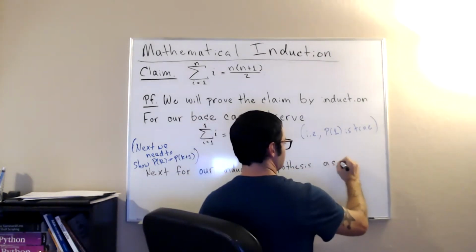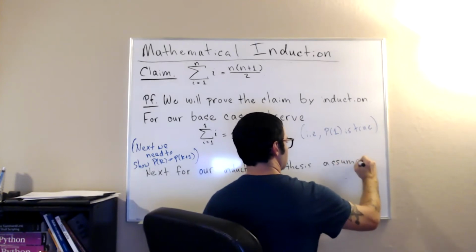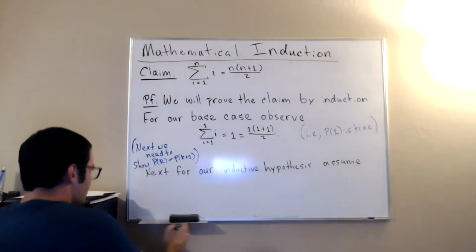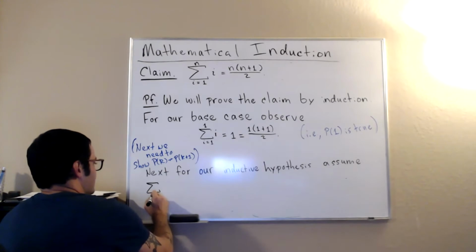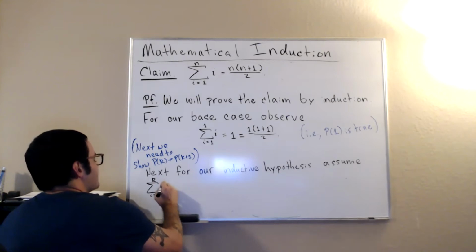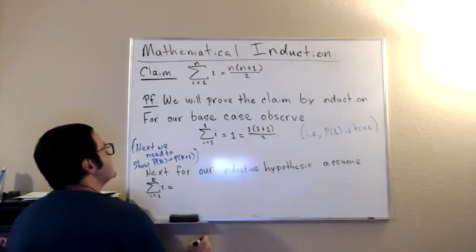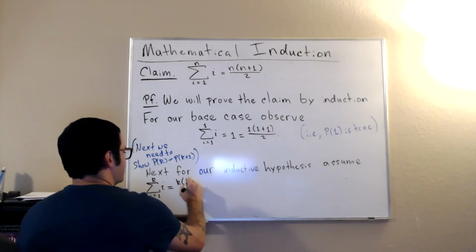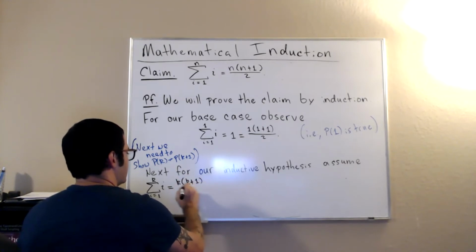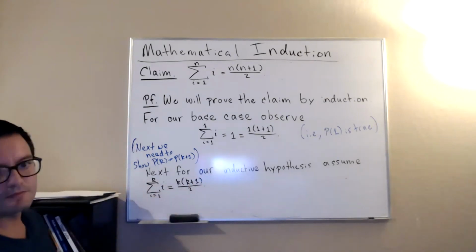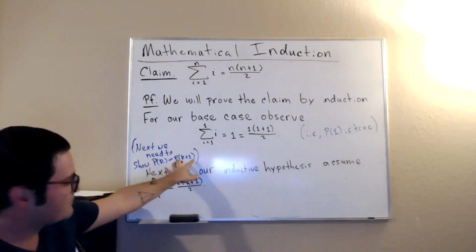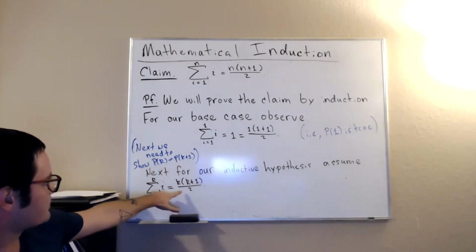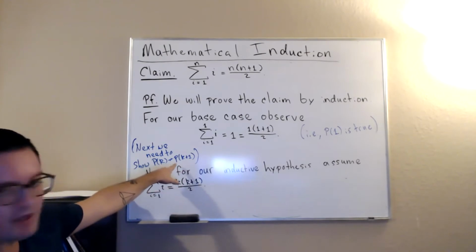assume the sum of i equals 1 to k of i is equal to k times k plus 1 over 2. So notice that p of k is what we assume, and we want to show p of k plus 1 is true. So we assume this is true, and then we want to show that this implies p of k plus 1.